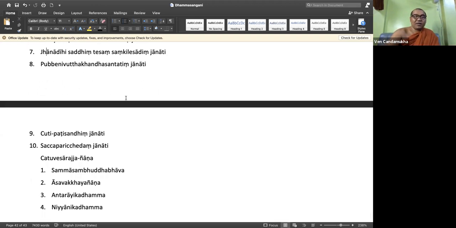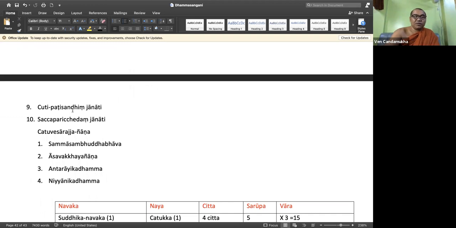And then number 9 is about Chuti Padisandi Jnanadi. Chutupapati Jnana, Chuti Upapati. Also knowledge. The Buddha also possesses such a knowledge. And then number 10 is Satya Prechedam Janadi, Satya Prechedam. So the four noble truths. So that is for your knowledge about the 10 kinds of knowledge.